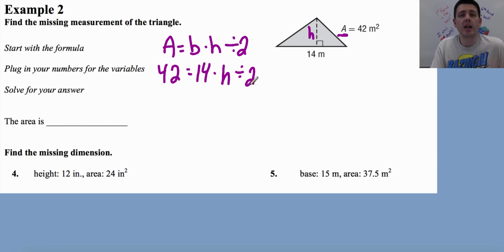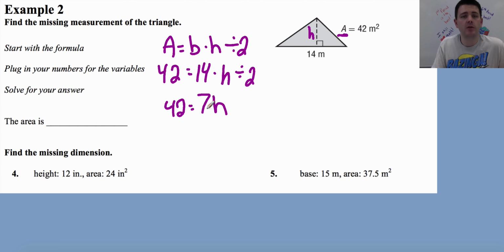So think of it kind of like an equation, just like we got done solving this last minute. First off, do the math you can do. I can do 14 divided by 2. 14 divided by 2 gives me 7. Basically, I'm simplifying that side. So it's still 7 times h is equal to 42. That's just an equation that we can solve.